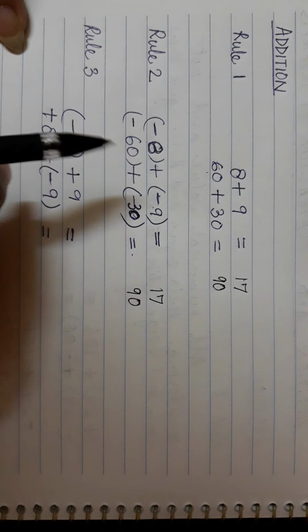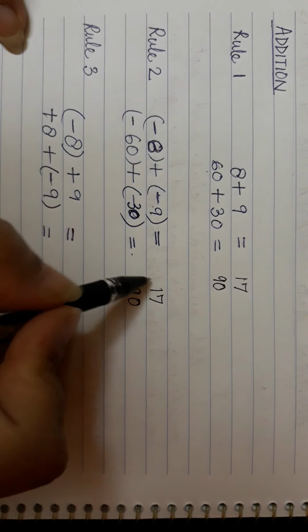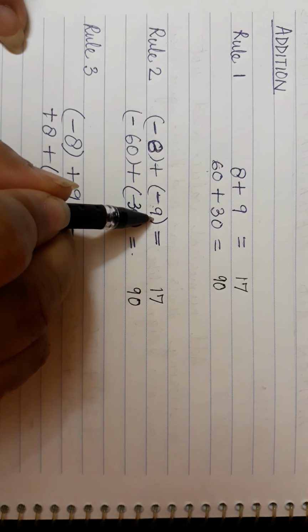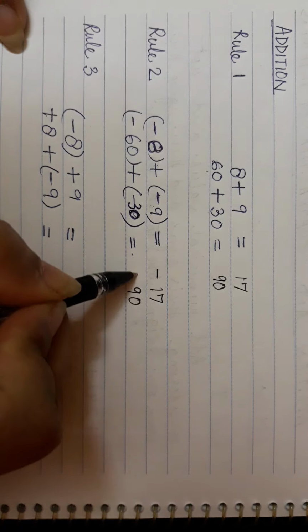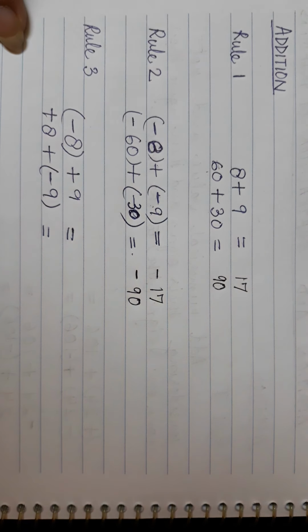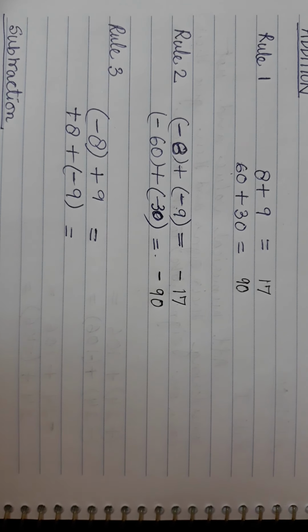Now what will we do? Both are negative integers. So first we add the numbers, then we give the sign. The negative sign is given to the sum of the given numbers. Fine. So this is rule number 2.